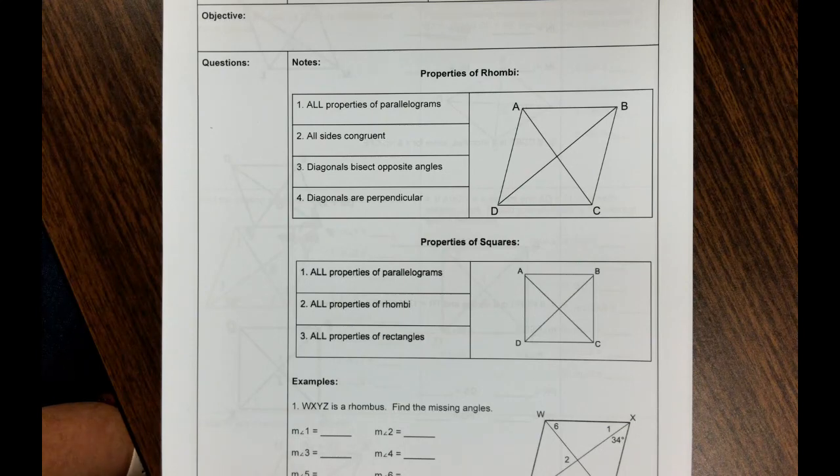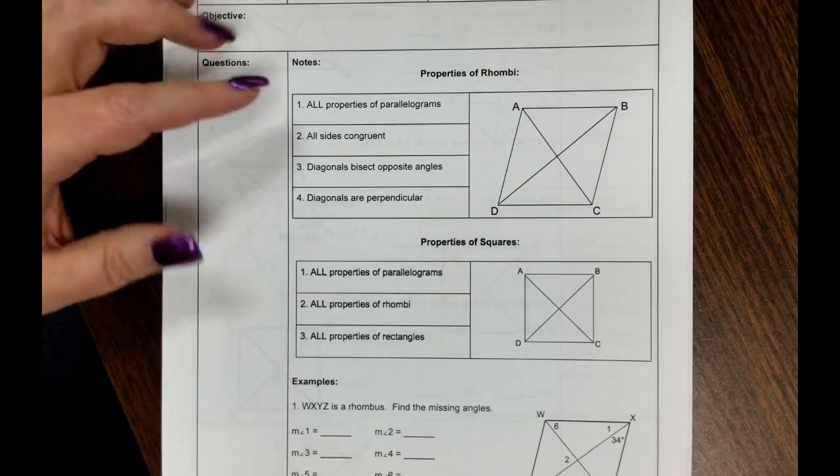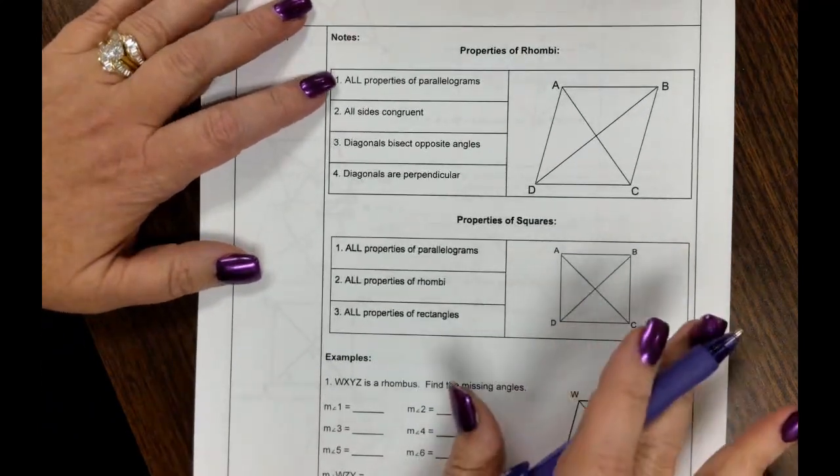So parallelograms, remember that opposite sides have to be parallel and congruent. Both pairs of opposite angles have to be congruent. And your consecutive interior angles or your same side interior angles have to be supplementary. So all of those properties are what make it a parallelogram.